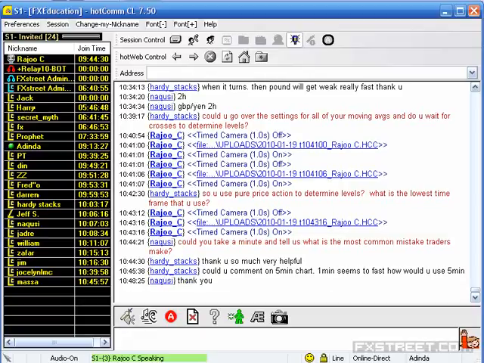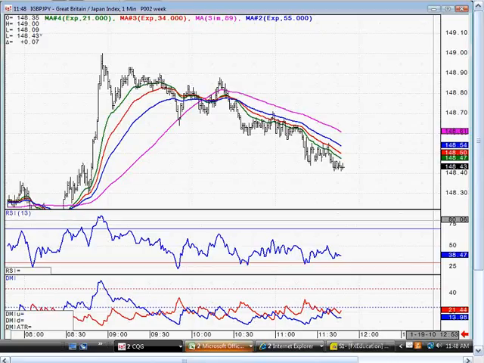All right. The next last question is, could you comment on the 5-minute chart? 1 minute seems to be fast. How would you use 5 minutes? Do you want to talk on any specific instrument which you are interested in? It will be easier for me to discuss.